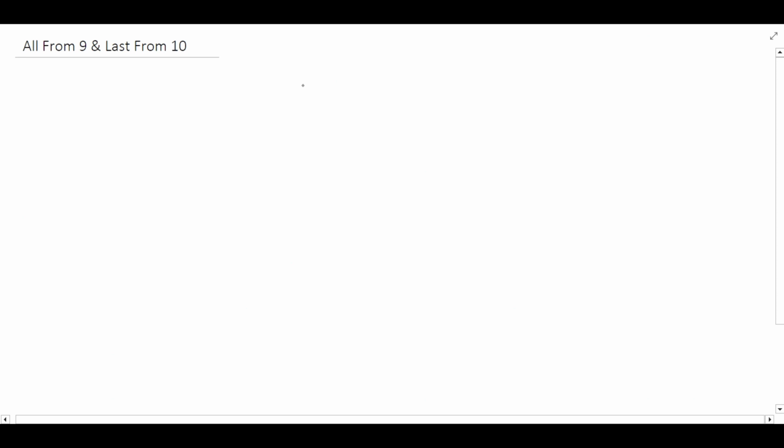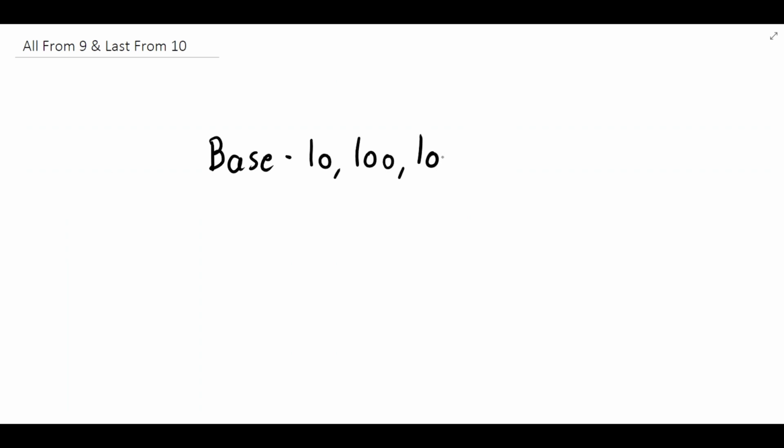Let's begin. Today we will be learning a simple technique called all from 9 and last from 10. This is very useful to perform subtraction. You use it when you're dealing with base numbers. Base numbers are basically the numbers that end in zeros like 10, 100, 1000, etc. Now these base numbers that start with a 1 and are followed by consecutive zeros are known as unitary base numbers.